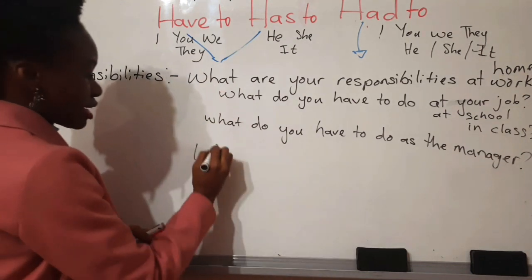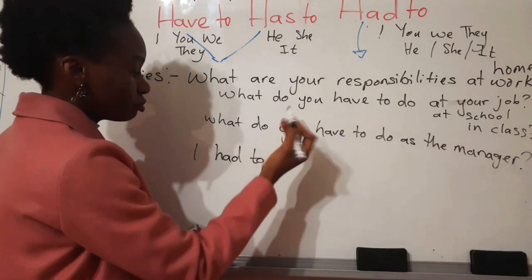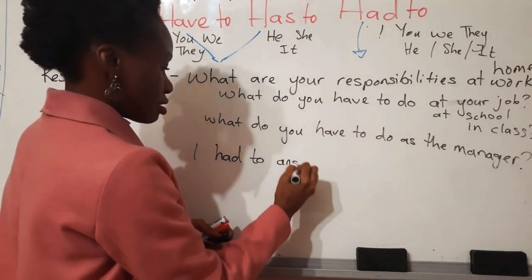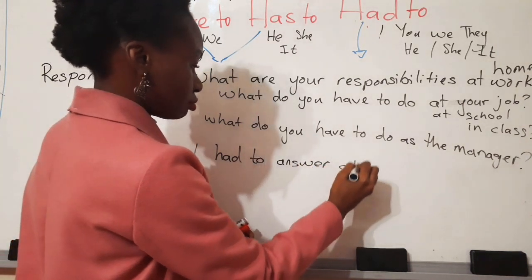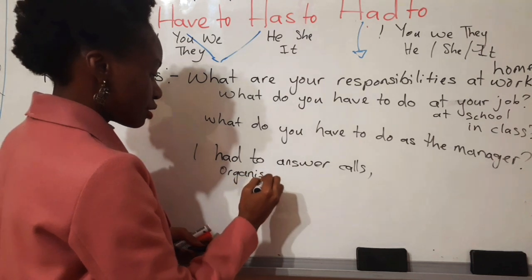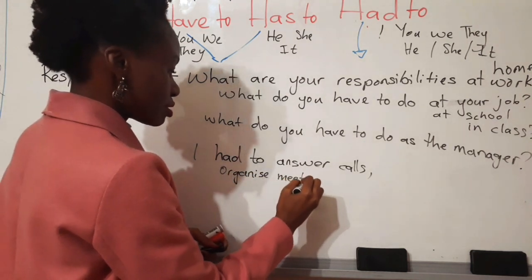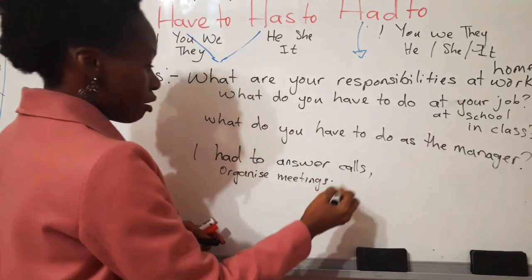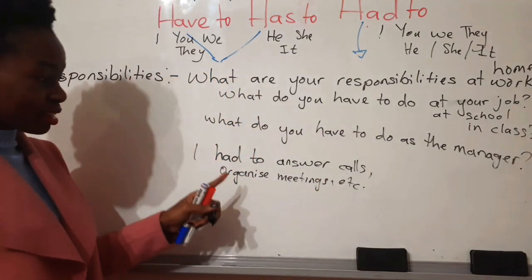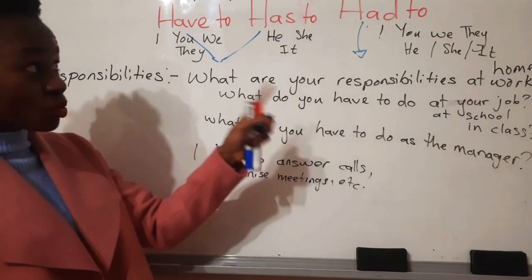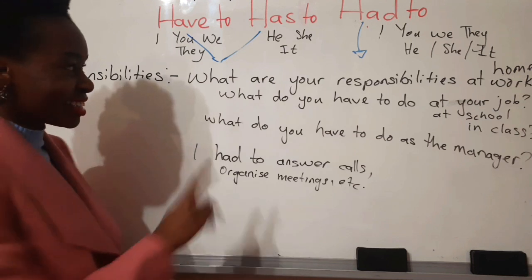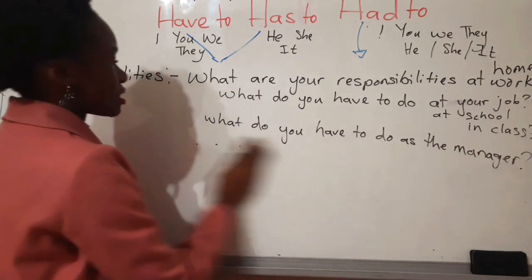So you can say, I had to answer calls, organize meetings, etc. So, responsibilities at work and at home, all in relationships, everywhere. Thank you for that. Let's continue.